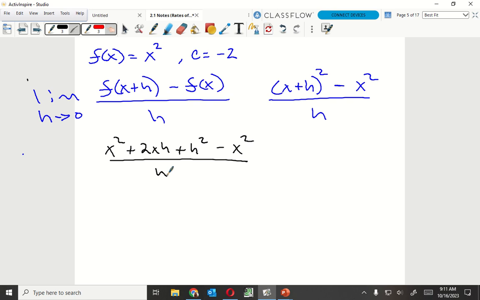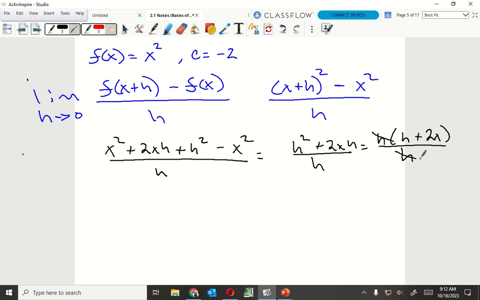So I'm going to be left with, let's see, h squared plus 2xh over h. I can factor an h out of the top. I'm left with h plus 2x over h. What's going to happen to those h's? They cancel. Those are going to cancel right there.